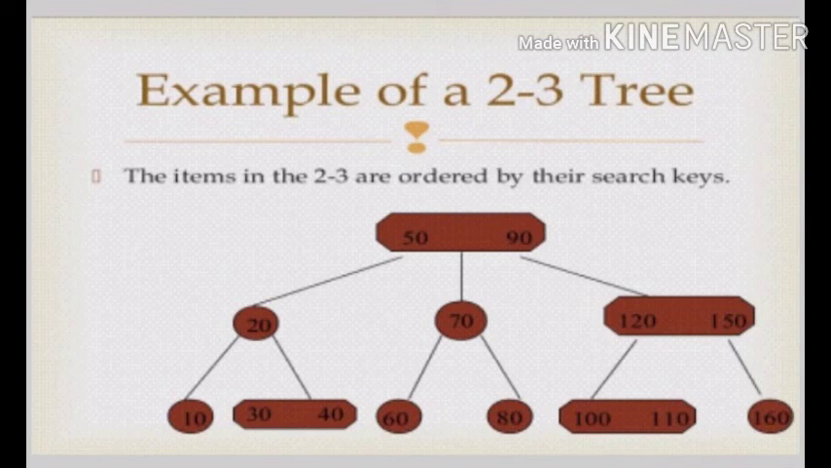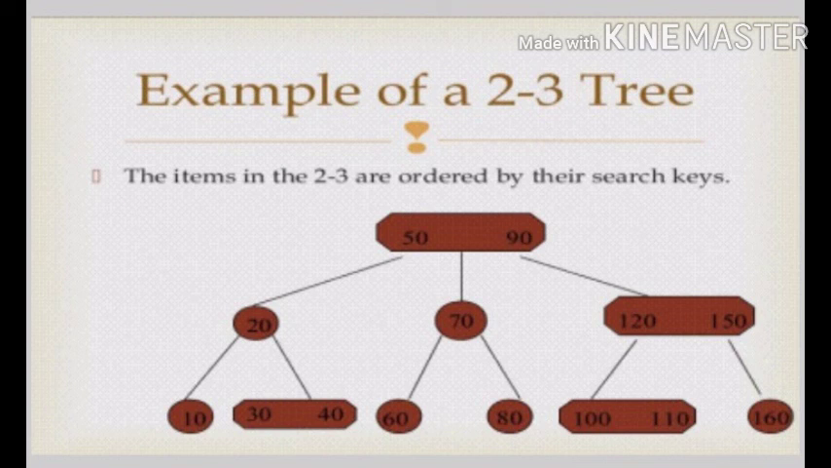20 has 10, 30 and 40. 10 is the left child, and 30 and 40 are the right child, because 10 is lesser than 20, and 30 and 40 are greater than 20. So greater than 20 is in the right child and lesser than 20 is in the left side.